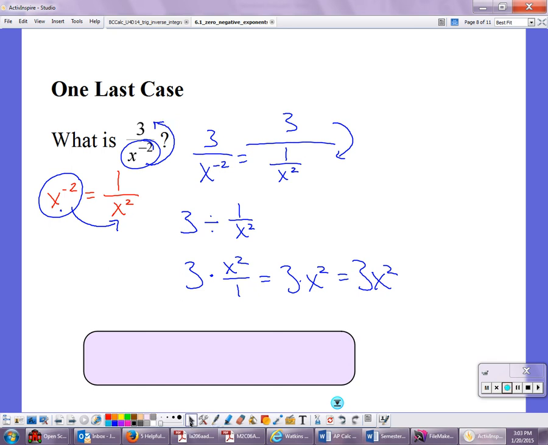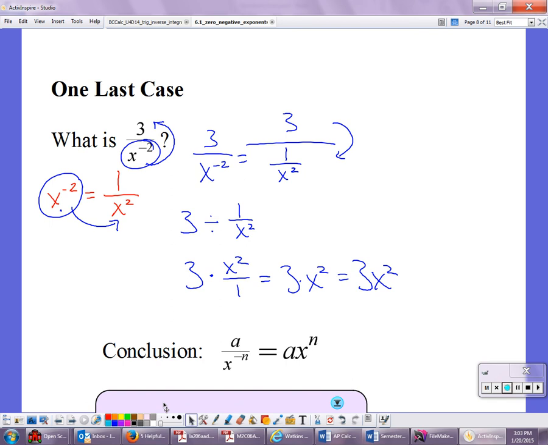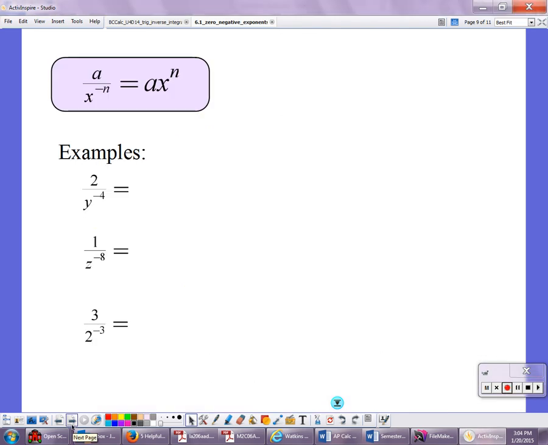So here's another rule. This one's harder. You're just going to have to remember this one. A over x to the negative n power is equal to a times x to the n power. All right, so let's look at some examples of this.